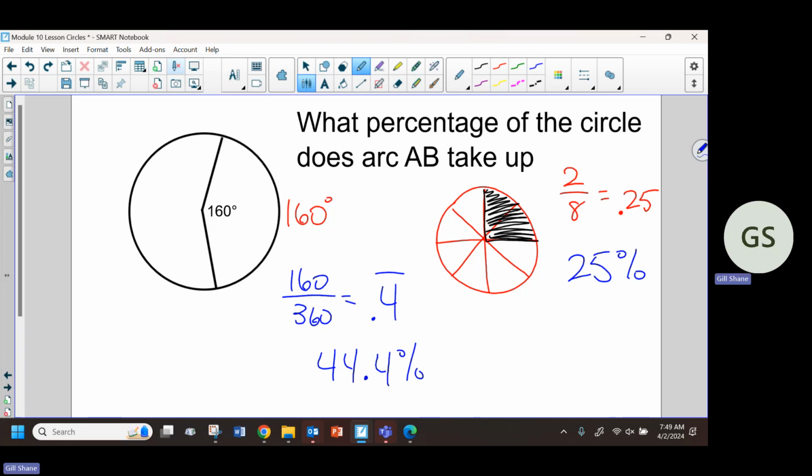Now I didn't ask you to do this, but if you wanted to know the length of that, and I had given you a line here, I'll give you a different number this time. Now that we've done that, I want you to tell me how long AB is. Arc AB.